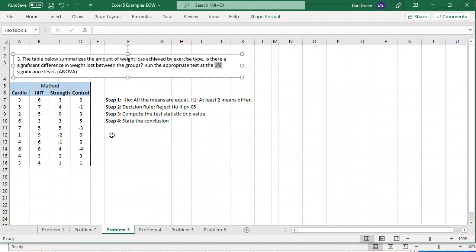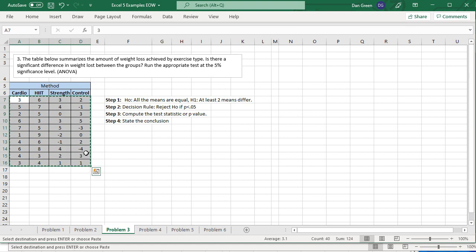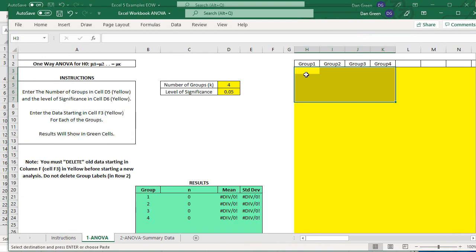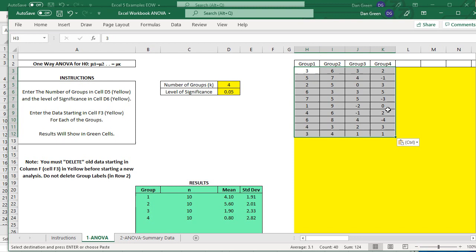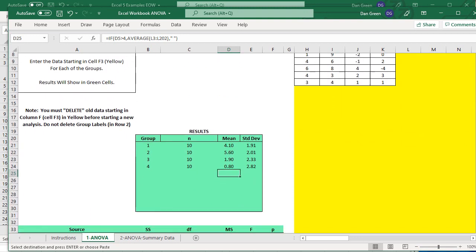We are going to go back to our data. We are going to select it. It has to be in columns, not rows. We're going to copy that. I did a Control C, and we're going to paste it into those same 4 columns. And here you can see it tells us the means for each one of those groups, 4.5, 1.9, 0.8. Boy, it's looking like those are probably coming from different populations.